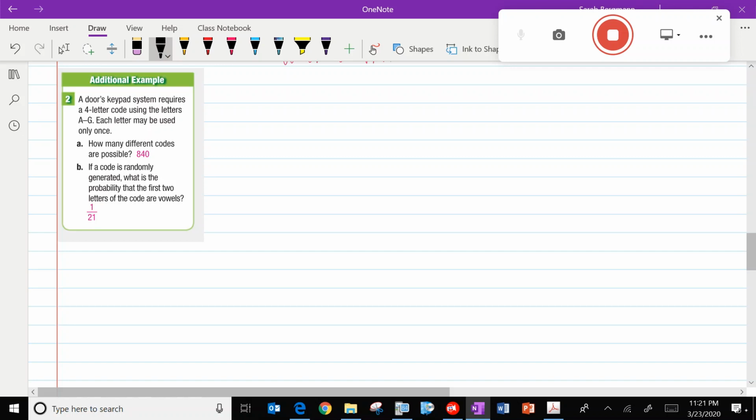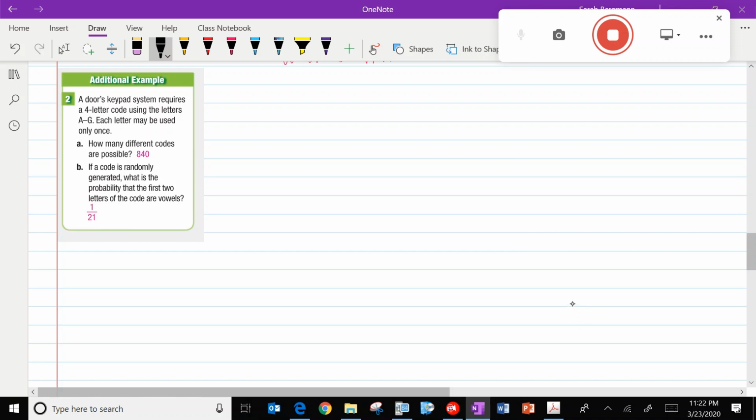So first off, I need to think about whether this is a permutation or a combination. I know that this is a permutation because I know that the order on this keypad system is going to matter. I can't put in one code and expect it to work the same as the same numbers in a different order. That's not going to work on a keypad. Talking about a security code.